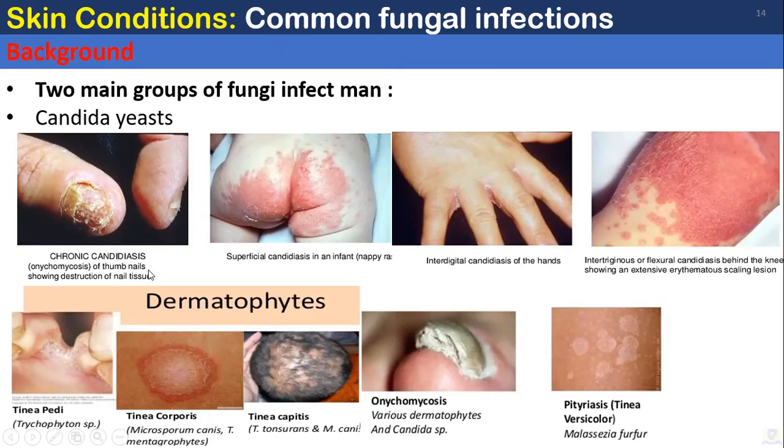While the dermatophyte infection is different in shape from candidiasis. The infection has a regular shape and is called tinea or ringworm, like in tinea pedis that occurs between the webs of the toes, tinea corporis on the body, tinea capitis on the scalp, onychomycosis underneath the nail bed, and pityriasis versicolor or tinea versicolor, like in the chain, that affects the skin and the color of the skin.